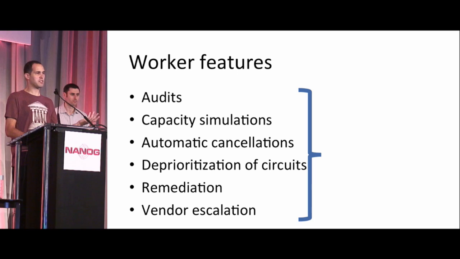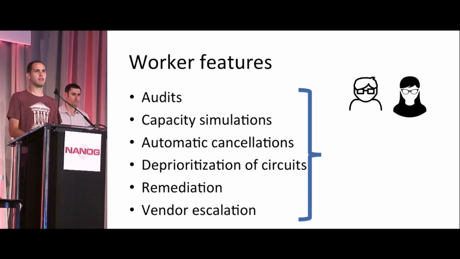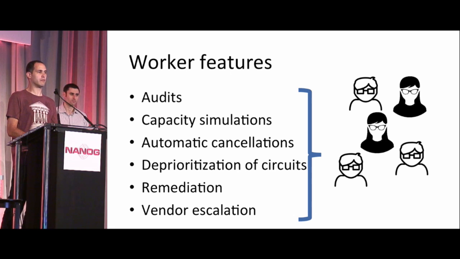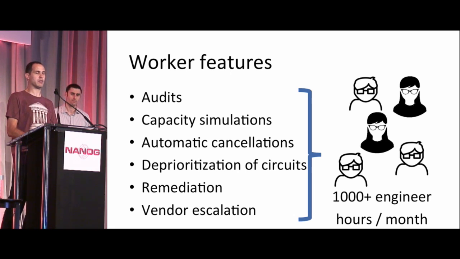So what this means is that, well, we were spending 2 engineers worth of time a month just for the scheduling, but if we account for everything that we have to do for actually draining the traffic from circuits, we will be talking about 5 engineers at least, and more than 1,000 engineer hours a month.